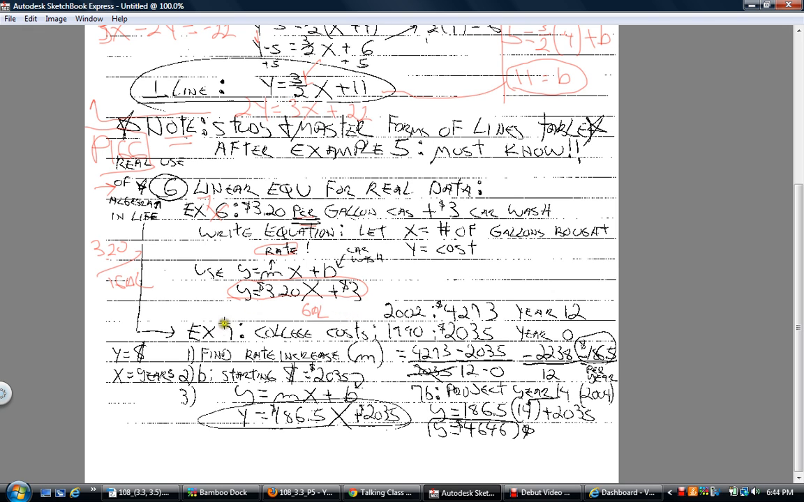Now, this example 7, it's not in the book anymore. I took it out of the homework. It was a great example of calculating college costs from 1990 to 2002, where it went from 2035 to 4273, and you were using that rate of increase to predict what it could be in the future. I'm just going to pass on this here with the chicken scratch notes. Without it being in the book, it's really hard to figure out. So we'll just let that go for now, and it's not on your homework.